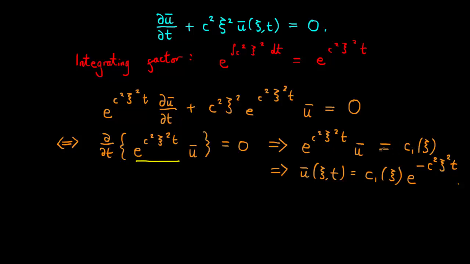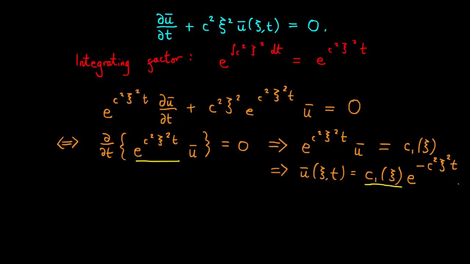On the right hand side we'd have a constant normally if it was an ODE, but because it's a PDE, that is an arbitrary function, let's call it c1, of the other variable psi. Then if we rearrange this, we have that u bar of psi and t is equal to c1 of psi times e to the minus c squared psi squared t. So now we've got an expression for the Fourier transform of u, an expression for u bar, but we've still got this arbitrary function c1 of psi.